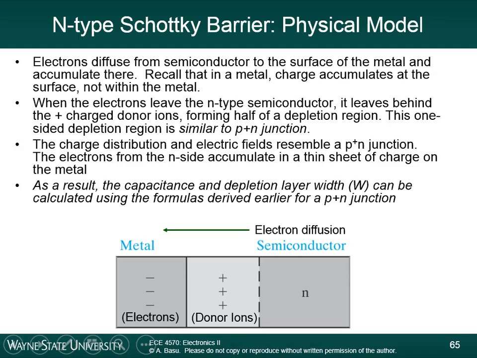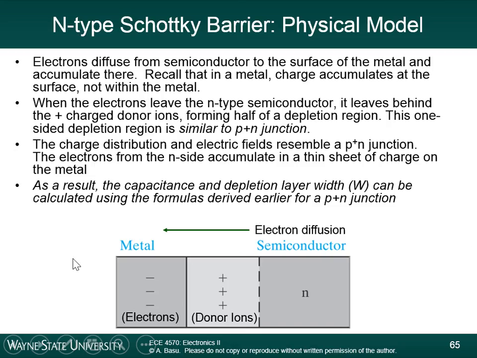So this looks very much like a P plus N junction, because you have a large depletion region on the N side, but you really don't have a depletion region at all on the other side of the junction. Remember we said in a P plus N junction, the P plus side has a very, very small junction width, and the N side has a very wide junction width compared to the P side. This is very, very similar. So we have kind of a half a depletion region here. The charge distribution and electric field resemble a P plus N junction. The electrons from the N side accumulate into a thin sheet of charge on the metal.